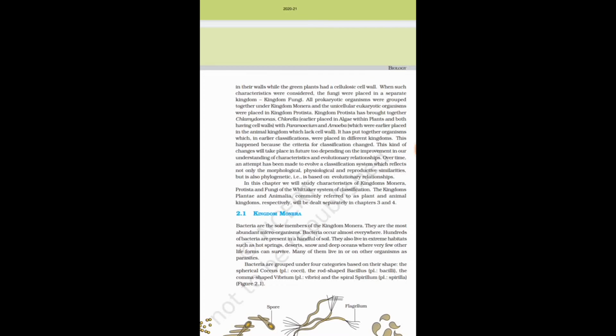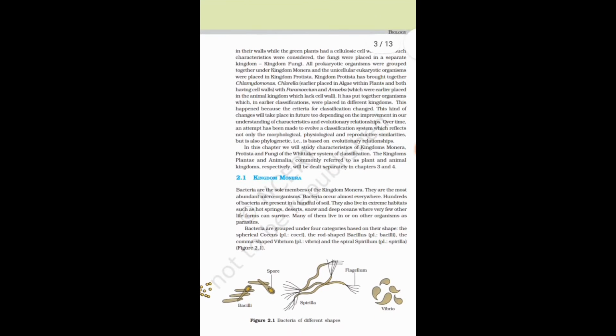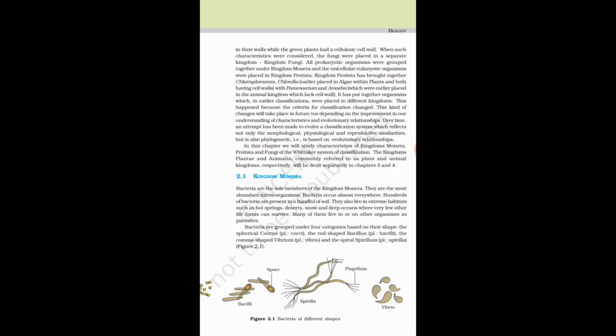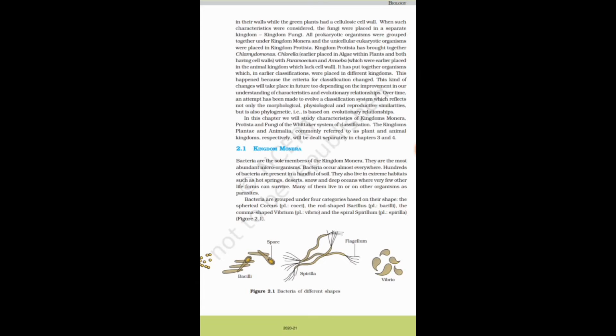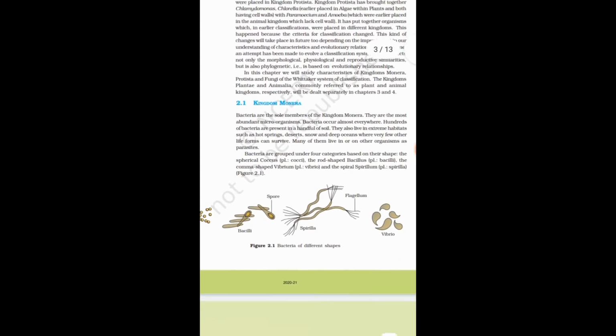These kinds of changes will take place in future too, depending on the improvement in our understanding of characteristics and evolutionary relationship over time. An attempt has been made to evolve a classification system which reflects not only the morphological, physiological and reproductive similarity but is also phylogenetic, that is, based on evolutionary relationship. In this chapter we will study the characteristics of kingdoms Monera, Protista, and Fungi of the Whittaker system of classification. The kingdoms Plantae and Animalia, commonly referred to as the plant and animal kingdoms respectively, will be dealt with separately in chapters 3 and 4.